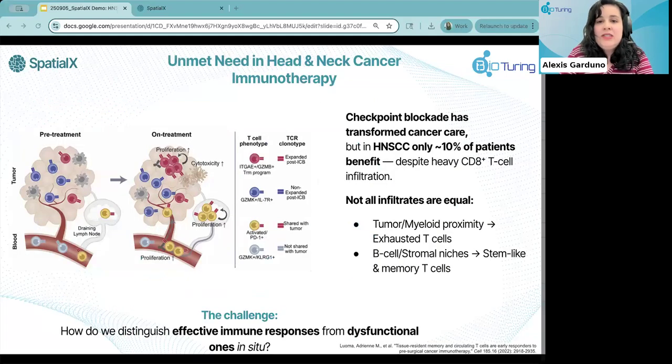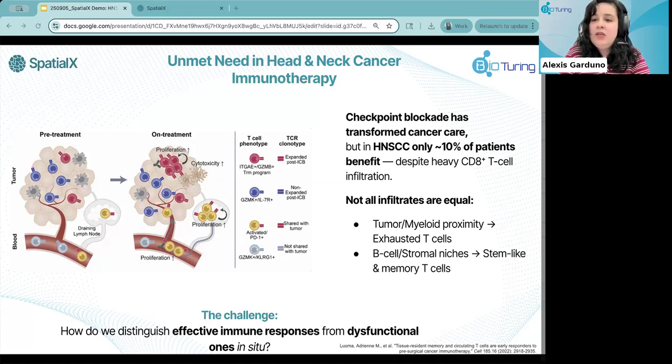Okay. To give you some background on the unmet need within head and neck squamous cell carcinoma: checkpoint blockade as a treatment has transformed cancer care in different types of oncology case studies. But specifically in head and neck squamous cell carcinoma, clinical data and other studies show there is still a really high non-response rate and really high fatalities from these patients. Only about 10% of these patients really achieve durable benefit.